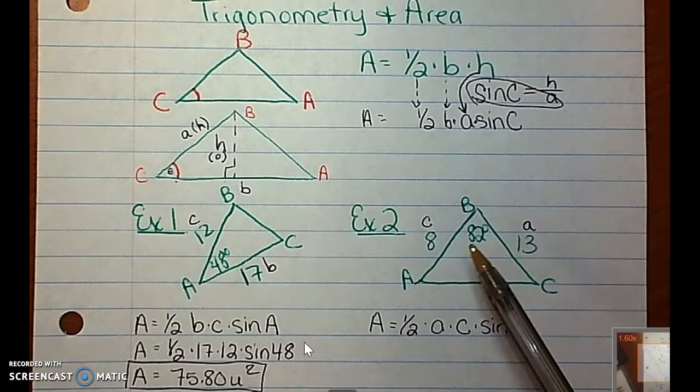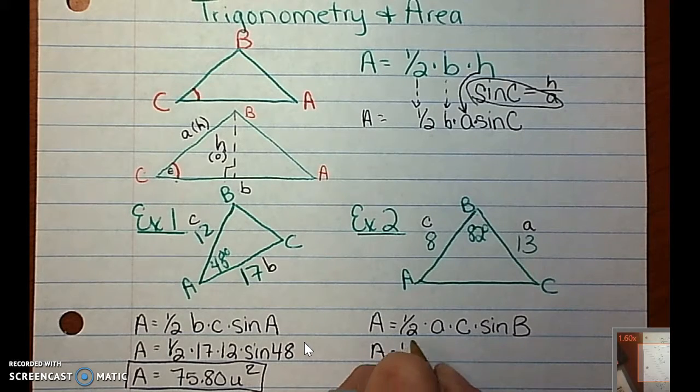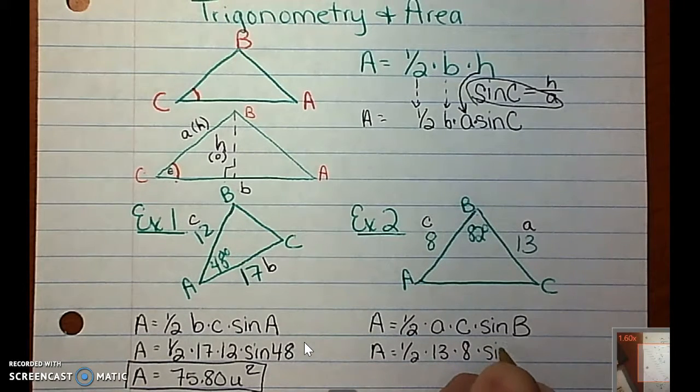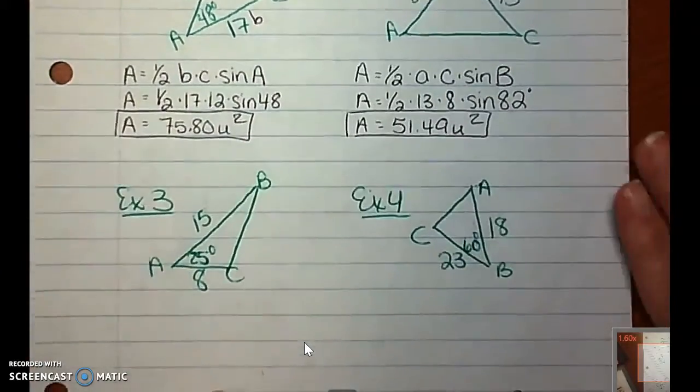But the pattern here is I still have side angle side, and I'm going to multiply side A by side C. So I have 13 times 8, and then times the sine of the angle, 82. And then I just type that in my calculator, and I get 51.49 units squared. And that is going to be the area of that triangle. Okay, I have a couple of more examples.